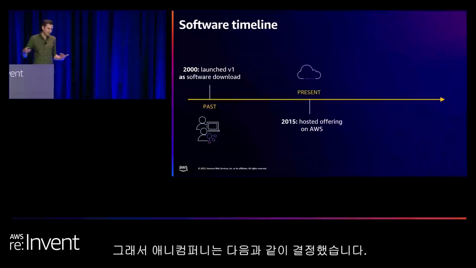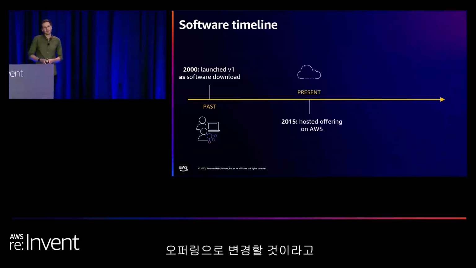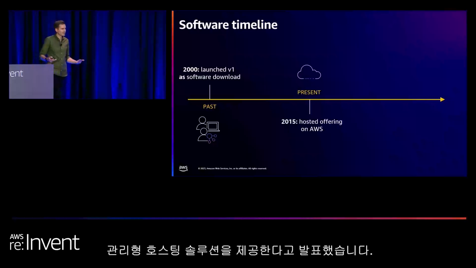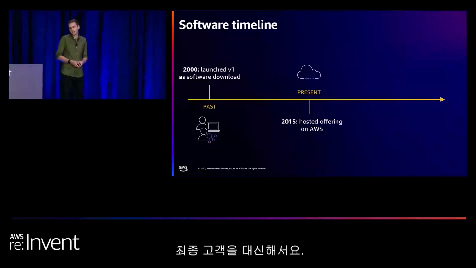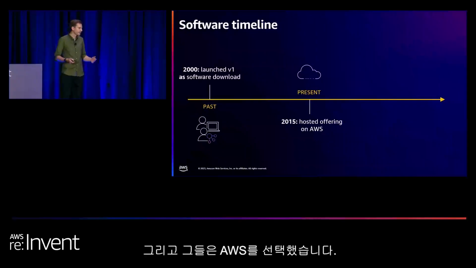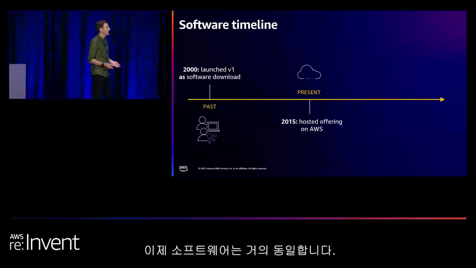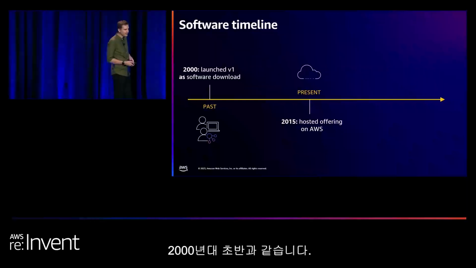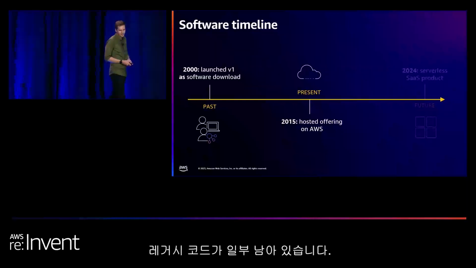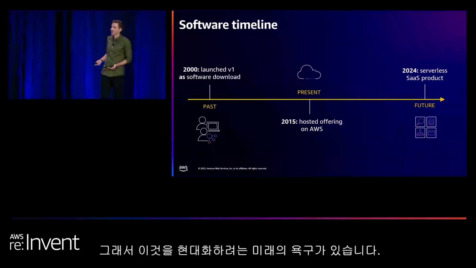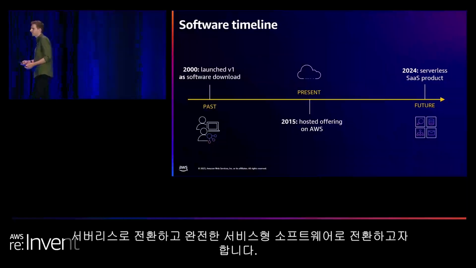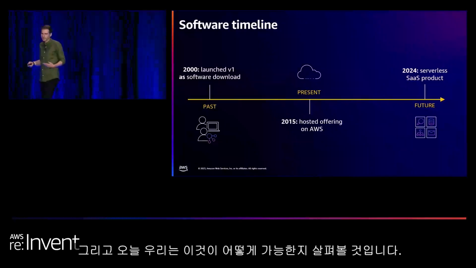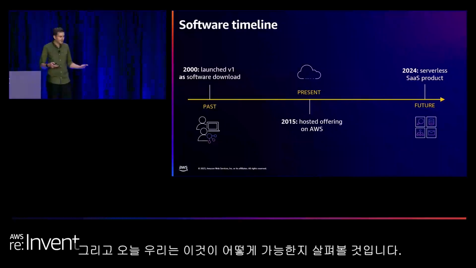So fast forward, Any Company decided that they would change to offering a managed hosted solution. So they would run the software on behalf of their end customers, and they chose to do this on AWS. Now, the software is much the same as it was back in the early 2000s. It has some of the legacy code in there. And so there's a future desire to modernize this to serverless and also move to a full software as a service model. And we're going to explore how this can be done today.